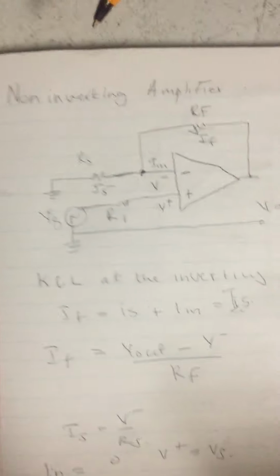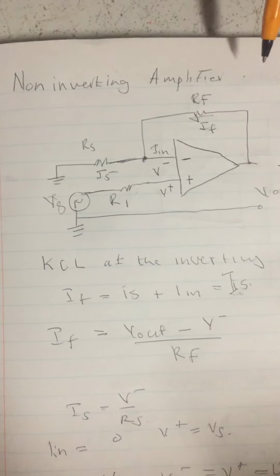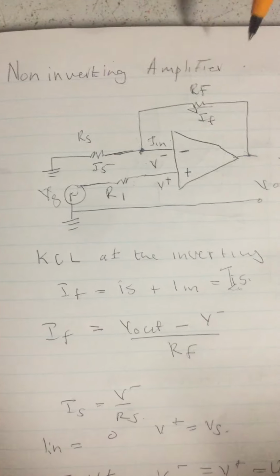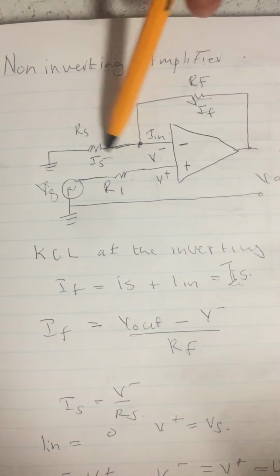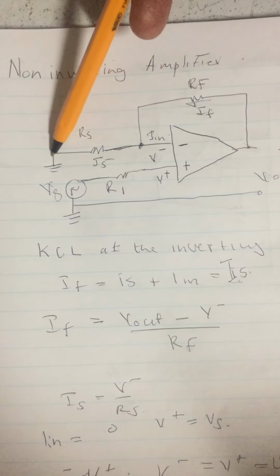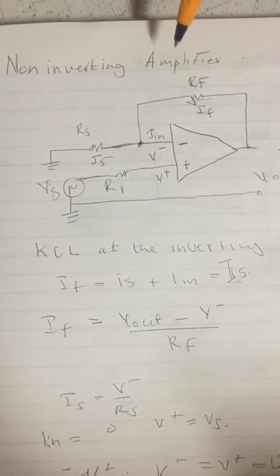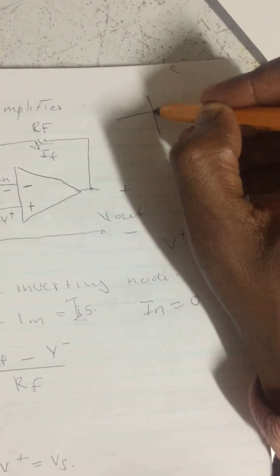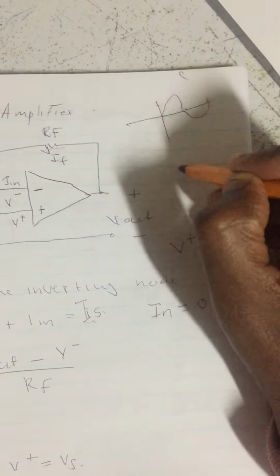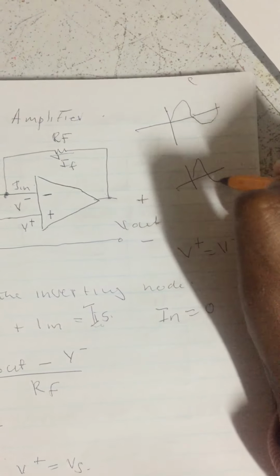We are going to look at the non-inverting amplifier. Non-inverting amplifier, the difference, remember when you look at inverting, it had a source here. Now when we say non-inverting, it means the source voltage that you get is the same as the output, right?